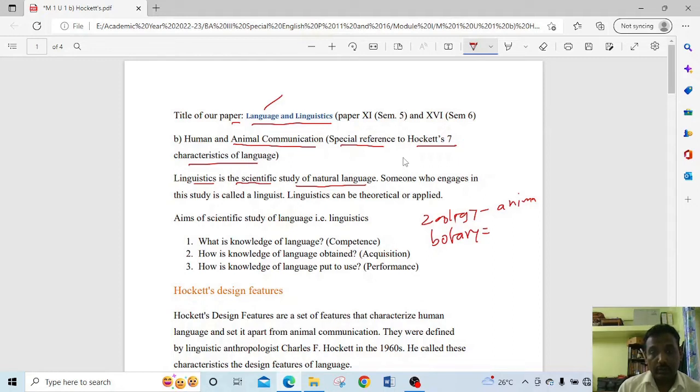And someone who does this study is called a linguist. So linguistics can be theoretical and applied.